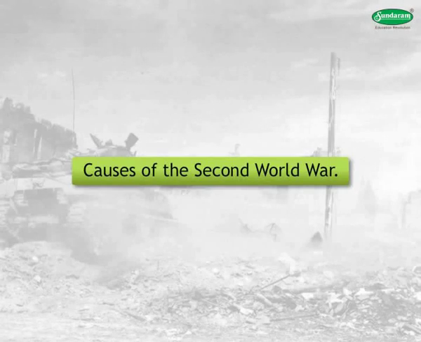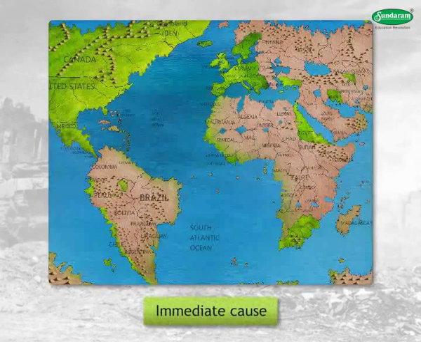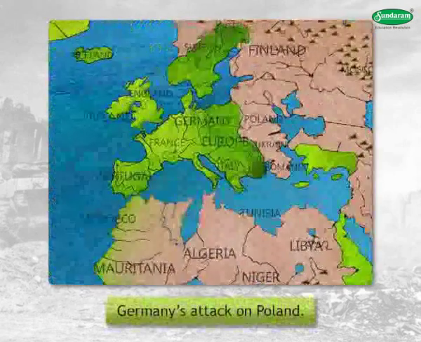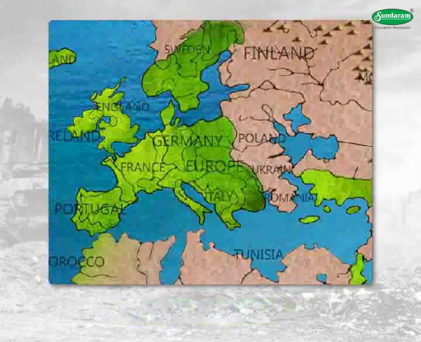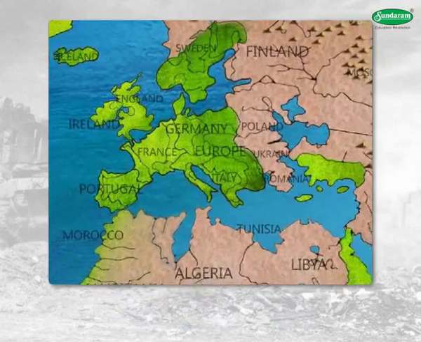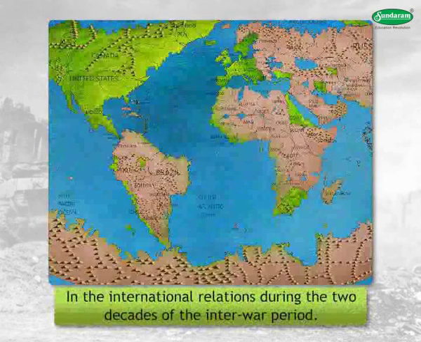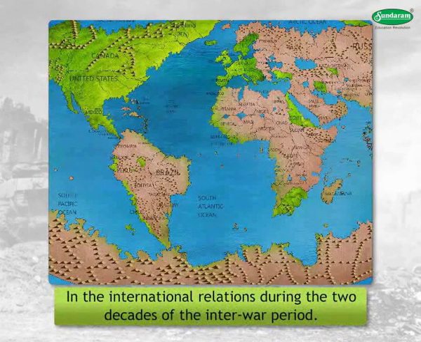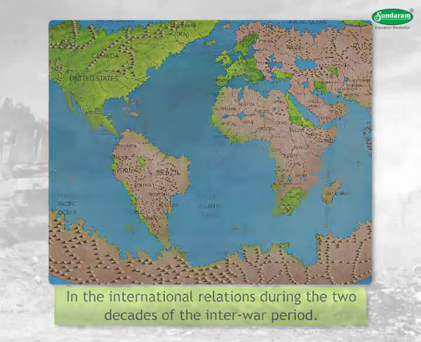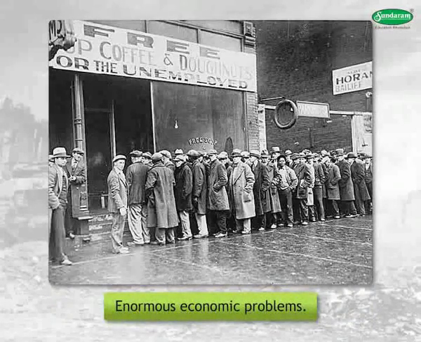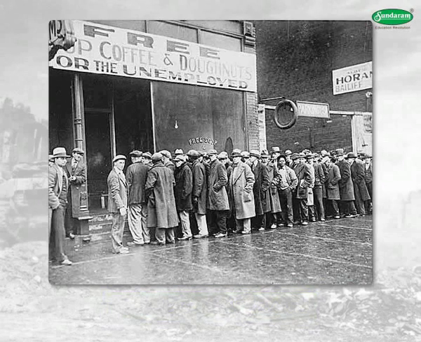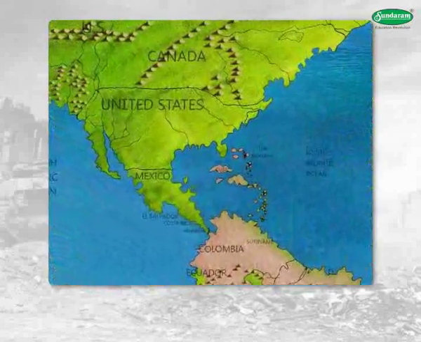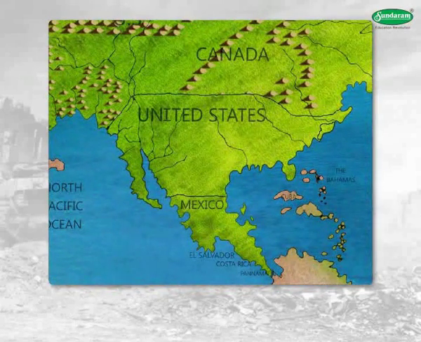Causes of the war. Although the immediate cause of the war was Germany's attack on Poland, its long-term causes are to be found in the international relations during the 2 decades of the interwar period. Economic problems. The enormous economic problems faced by both the victorious and defeated nations, except the USA, were greatly responsible for the Second World War.